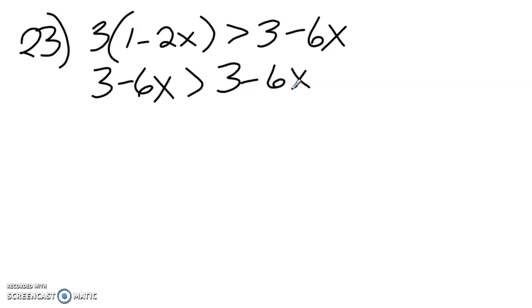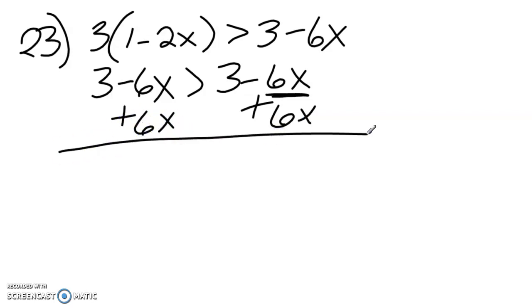Okay, so I want my x's on the left. So, Trenton, what do you think? Need to do something with this 6x over here. What am I going to do with it? Well, it's being subtracted. So what's the opposite of subtracting? Add. So in order to get 0x on the right, I'm going to have to add 6x. Whatever I do to the right, I do to the left of my inequality. And I have 3 is greater than 3 because the x's cancel out on both sides, don't they?